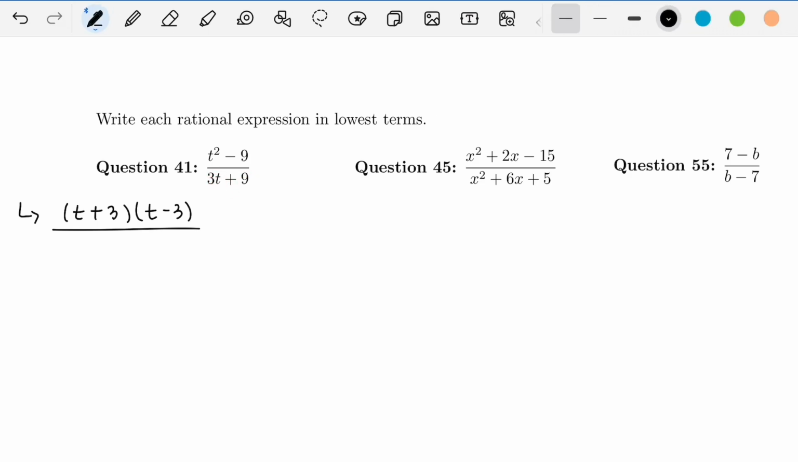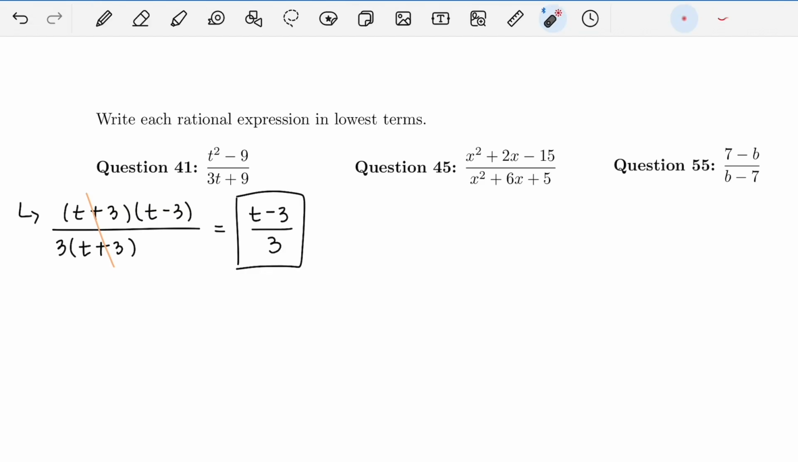a factor of 3. So if we were to pull that common factor out, we'd be left with t plus 3 in the bottom. Now notice since we have a t plus 3 in the top and bottom, these guys are going to cancel, and then we're left with t minus 3 on the top over 3. And so this would be this original rational expression in its lowest terms.